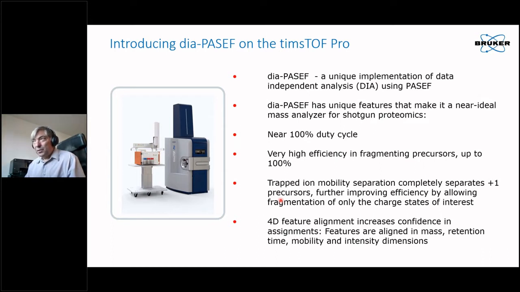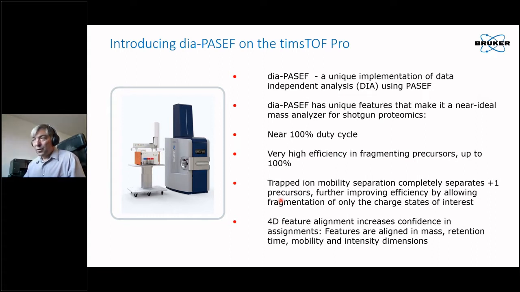And as you all know, data-independent acquisition is an attempt to solve the data completeness problem by trying to fragment everything that's there. And dia-PASEF is just a unique way of doing that using PASEF that I'll explain on subsequent slides. It has unique features that we think make it a near ideal mass analyzer for shotgun proteomics. It has nearly 100% duty cycle, and it also has very high efficiency in fragmenting the precursors, up to 100%. And the trapped ion mobility separation will let you separate out the +1 ions, so you focus on your +2s and 3s, the higher charge states that are really interesting.